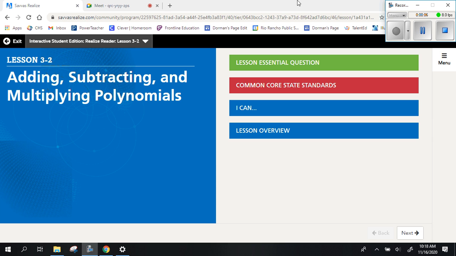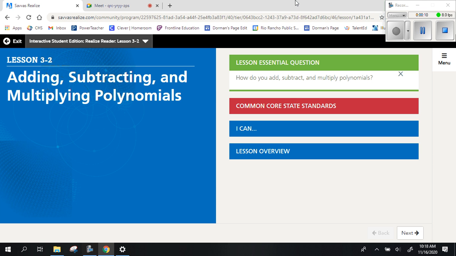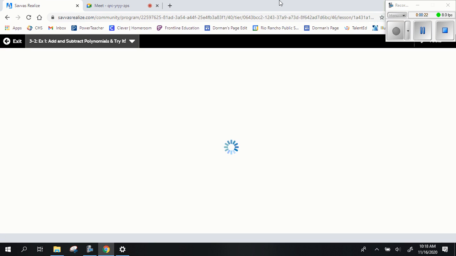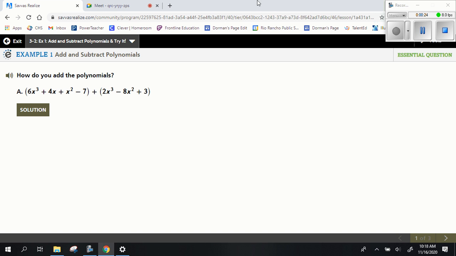We're going to be adding, subtracting, and multiplying polynomials. Today, our lesson essential question is, how do you add, subtract, and multiply polynomials? We're going to answer that question today. Let's go ahead and get started with an example. We're going to add and subtract some polynomials.